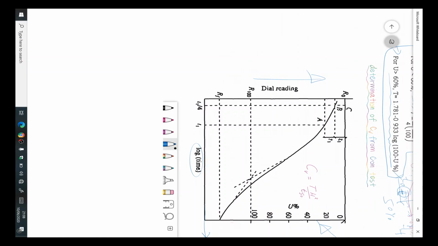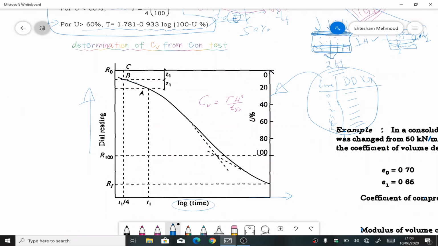So this was the graph that was achieved. This curve here is the value that we achieved. Now how to find Cv from it: we will draw a line along the central portion of the curve. We draw this dotted line here, along the central portion of the curve.